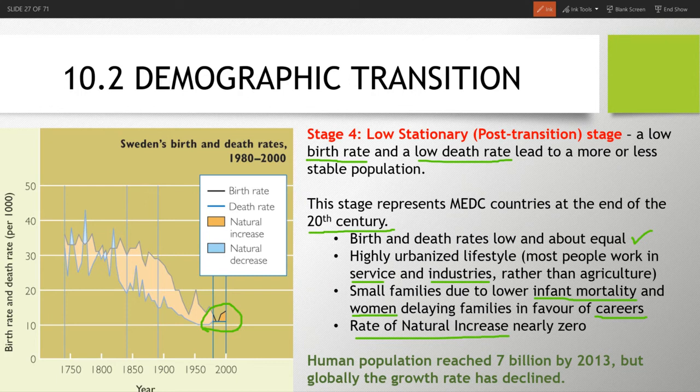So many developed countries, MEDC countries, are in stage 4 now. Others, with lesser level of economic development, tend to be in stage 3. Many countries that have significant population issues are actually in stage 3, but we'll look at that as we move further along.